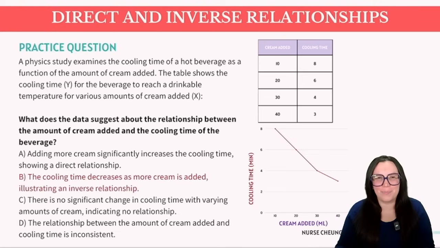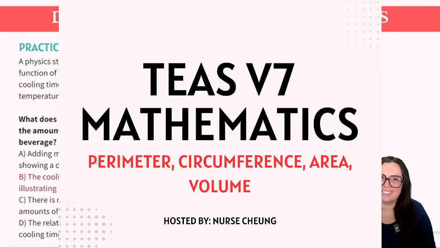And the correct answer is B. The data indicates that as the volume of cream increases, the cooling time of the beverage to reach drinkable temperature decreases. This suggests that the cooling time is inversely related to the amount of cream that's added, as an increase in one leads to a decrease in the other.